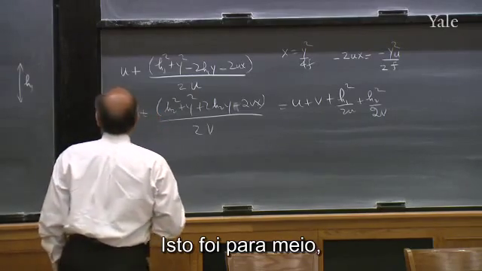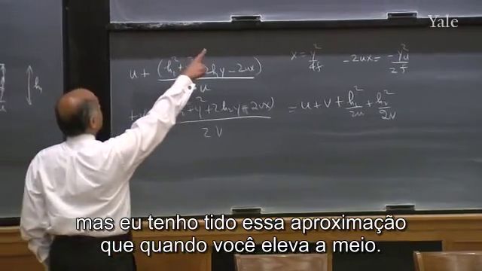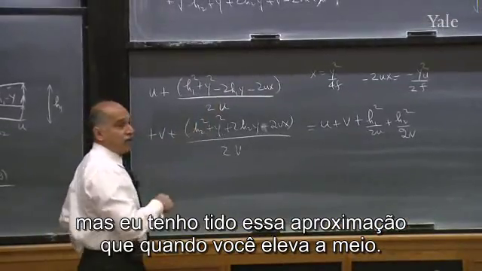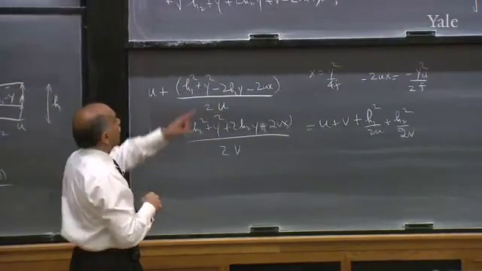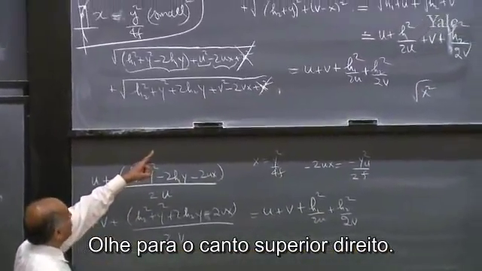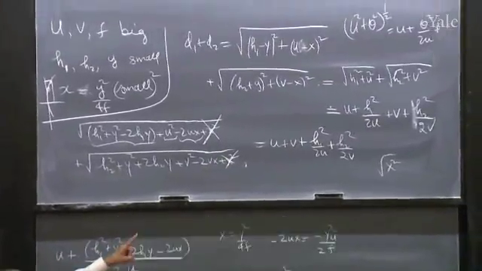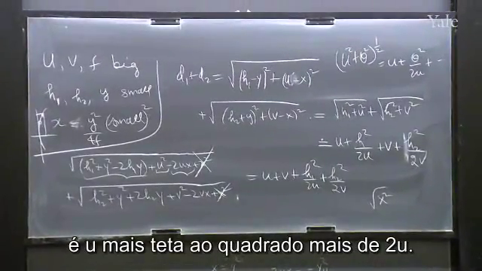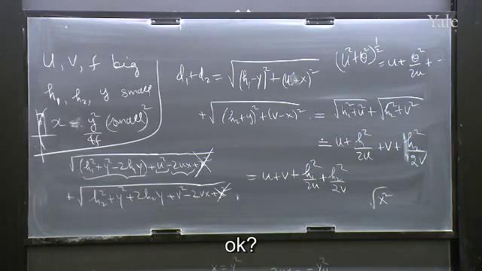Oh yeah, it was to the 1/2, but I've taken this approximation that when you take it to the power 1/2, look at the top right. u squared plus theta squared to the power 1/2 is u plus theta squared over 2u. Okay?